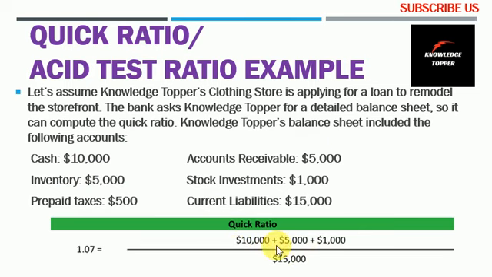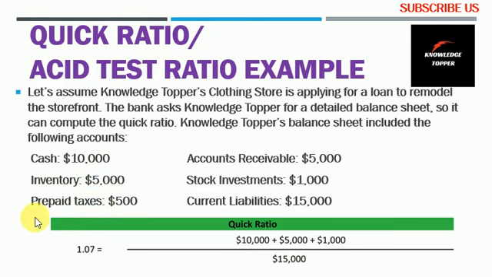Okay, here as you notice, we will not take inventory because, as I already told you, inventory and prepaid taxes are prepaid assets, so we will not take both of them because these are not part of quick assets, as I already discussed with you guys. So we just simply take out these figures and calculate our quick ratio, and we are left with 1.07. As you can see, Knowledge Topper's quick ratio is 1.07. This means that Knowledge Topper can pay off all of its current liabilities with its quick assets and still have some quick assets left over.